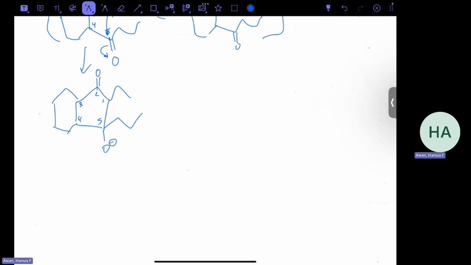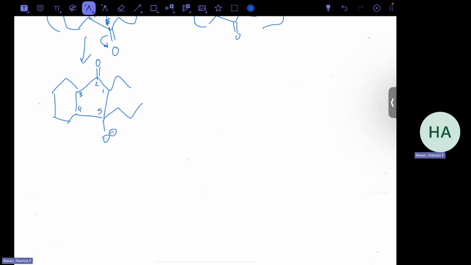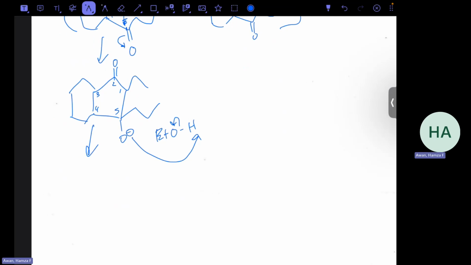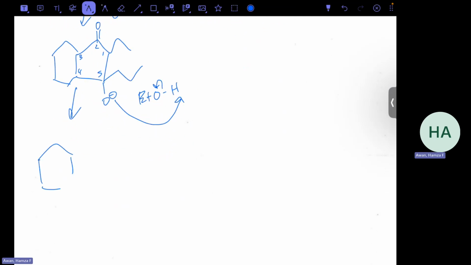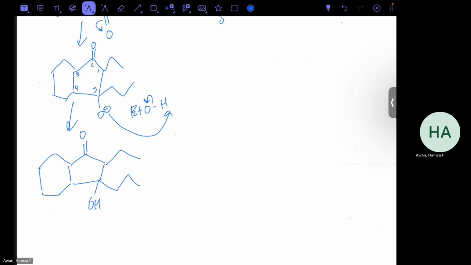Okay, so the next step is that we can protonate that O minus using ethanol, so EtOH. This O minus can attack that H, break that bond and make an alcohol. So now we have our 1, 2, 3. Now we have our alcohol and the ketone.